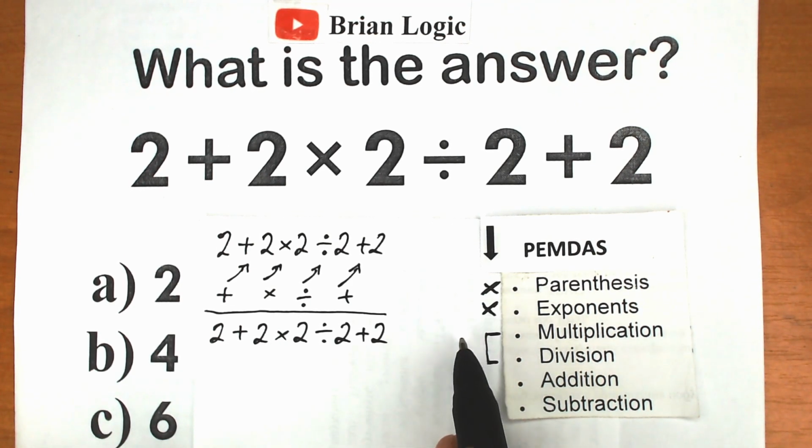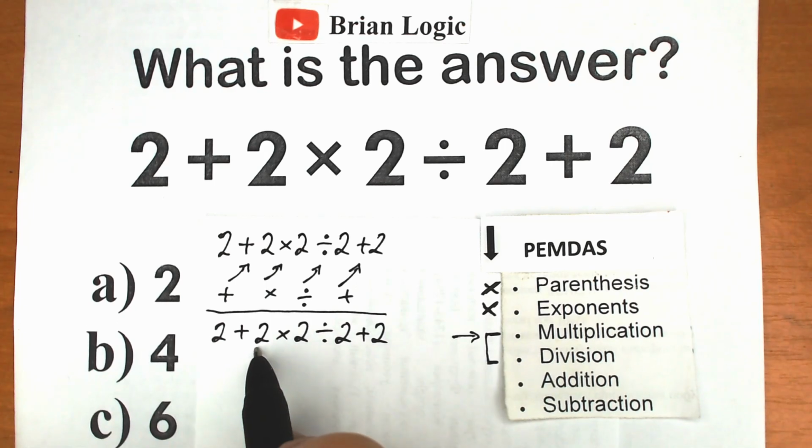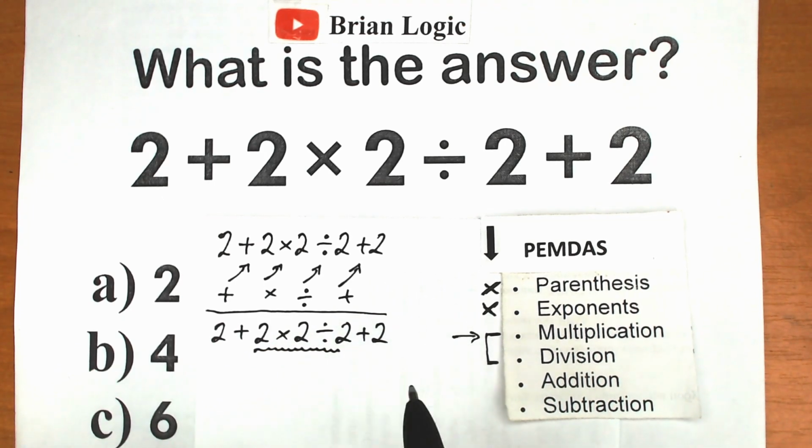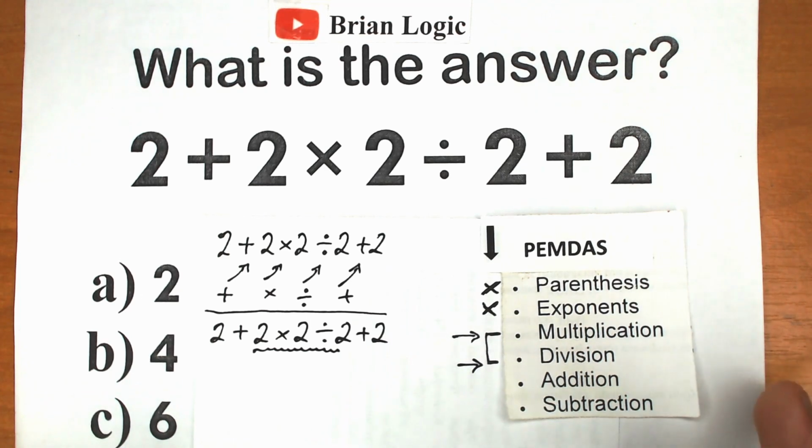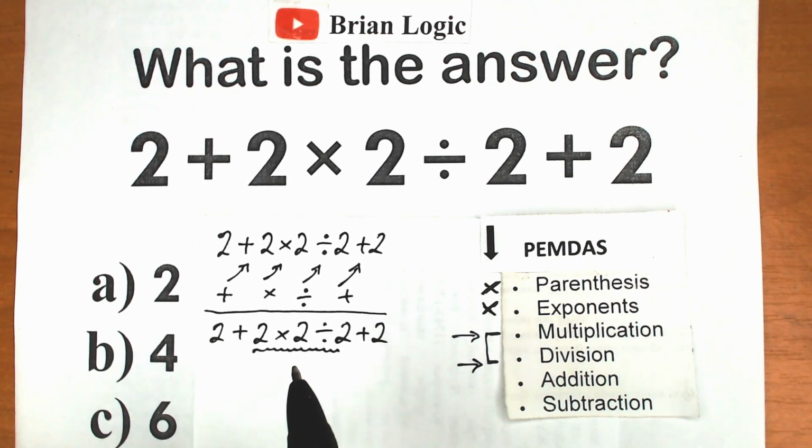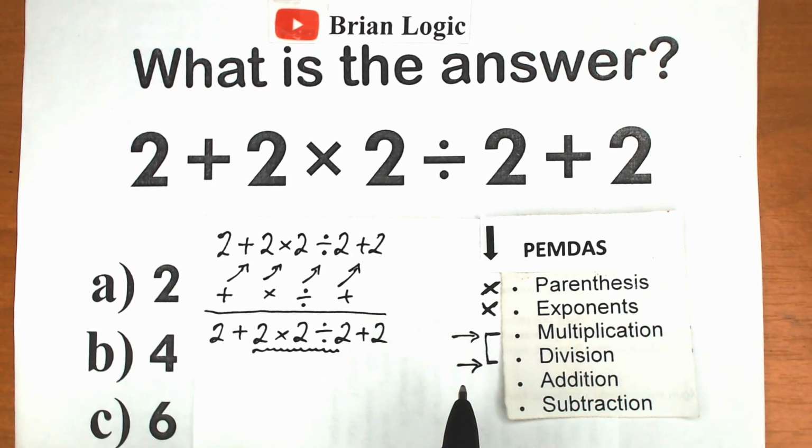So right now we need to scan, because we have both. We have multiplication right here, and next to this multiplication we have division. Multiplication and division have the same priority. So we need to scan what is the first sign from left to right. This is the main thing according to PEMDAS. If we have multiplication and division, we need to scan what is the first sign from left to right.